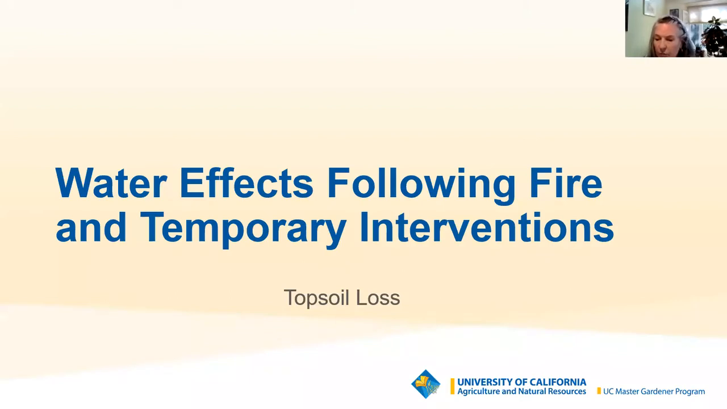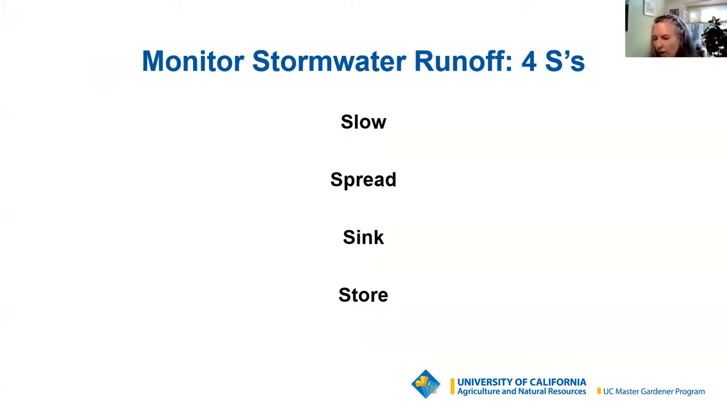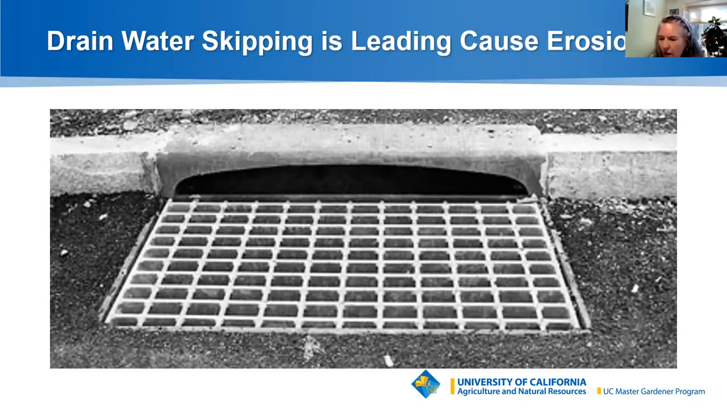Now we move into recommended specifics on stopping soil erosion and promoting soil restoration. Here we look at how water flows after a fire. We have interventions on topsoil loss and water effects following the fire. There are 4 monitoring steps. The goal for stormwater runoff is to slow the spread: slow it, spread it out, sink it, and store it. Drain rainwater off the roads.